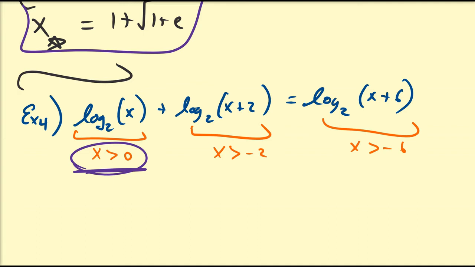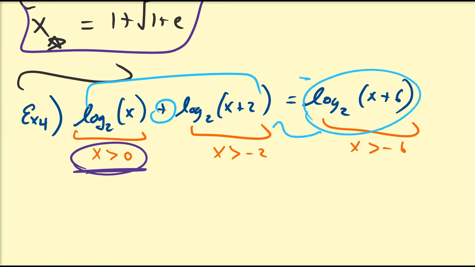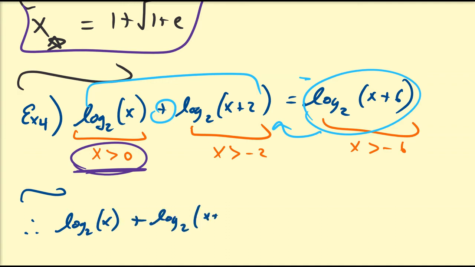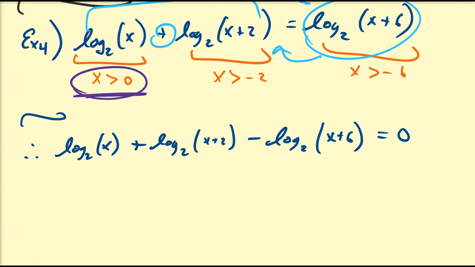But if we get negative 1, negative 7, then those are going to be out. All right, so let's begin by solving this. So notice we're adding these 2 logs, right? And then we're going to be subtracting this log once we move that to the other side, right? So we can actually write this instead as log base 2 of x plus the log base 2 of x plus 2 minus the log base 2 of x plus 6 is all equal to 0.